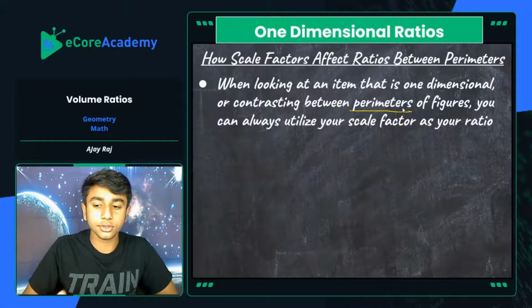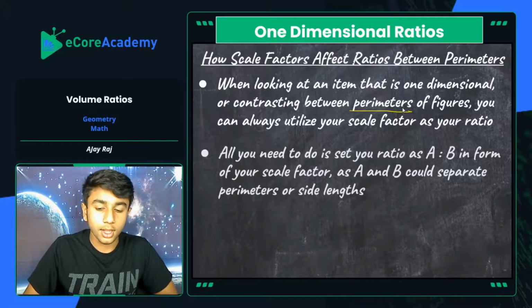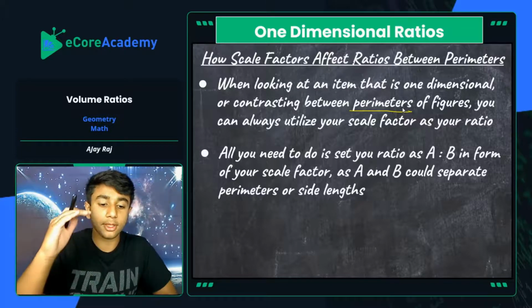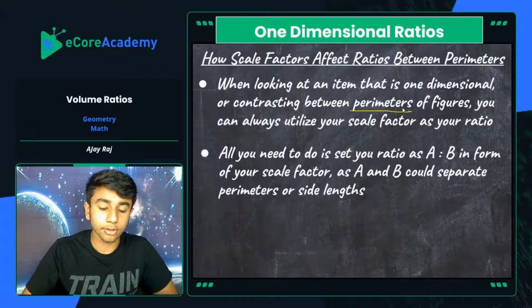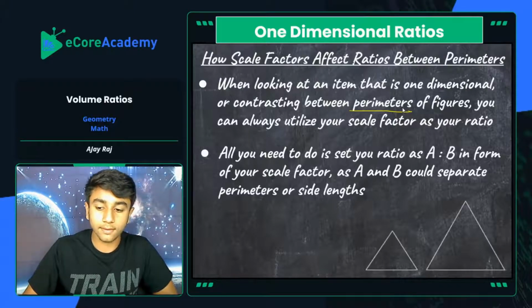So you can always utilize your scale factor as a ratio in order to describe the contrast between two different perimeters of similar figures. All you need to do is set up your ratios A to B in form of your scale factor, meaning it's going to be A over B, and A and B could be separate perimeters or side lengths. So those are your two given figures here.